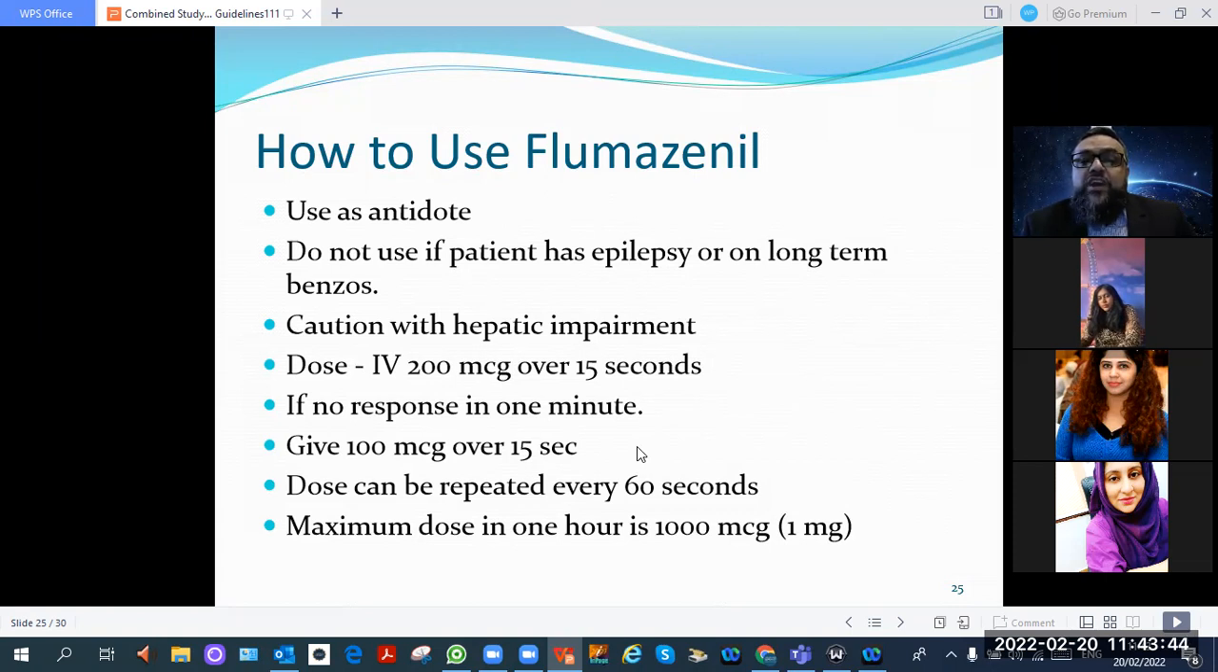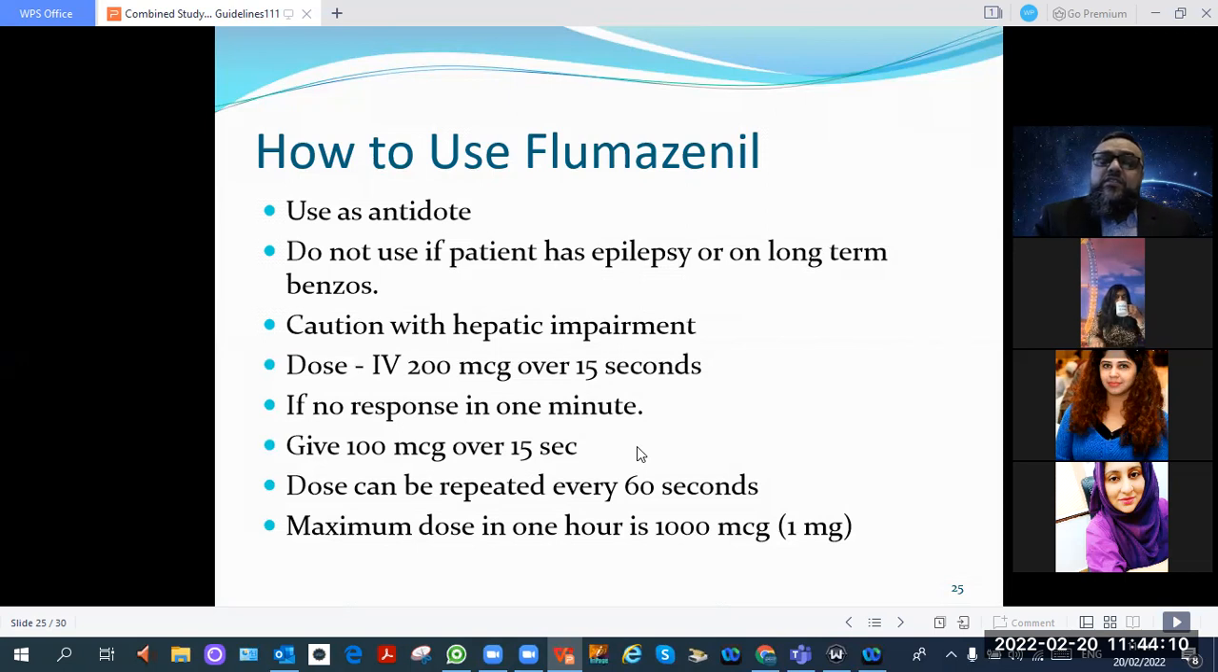Dose is IV 200 micrograms over 15 seconds. If there is no response in 1 minute, give 100 micrograms over 15 seconds. Another dose can be repeated every 60 seconds, but the maximum dose in 1 hour is 1 milligram, that is 1000 micrograms. So you should not use more than that.